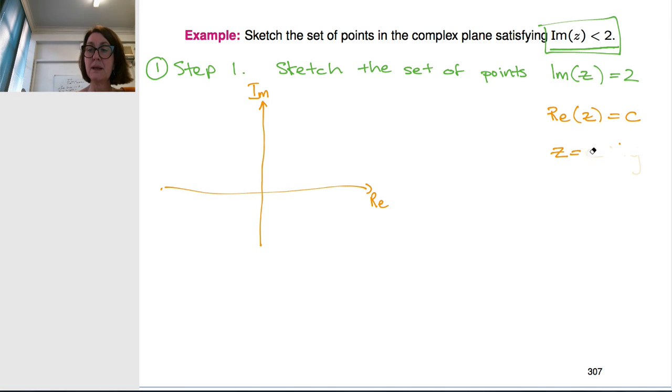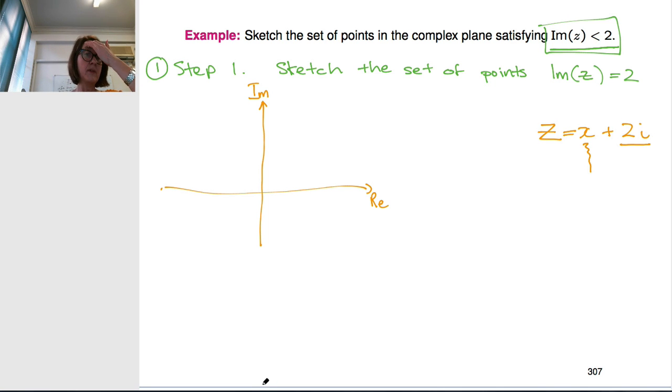So we've got a similar situation here, except we're interested in what the imaginary part is instead of what the real part is. So this one says we want the set of points such that the imaginary part of z is equal to 2. So if I was to write down an arbitrary complex number that satisfied that equation, it would look like z equals x plus 2i. So x can be anything you like, provided that the imaginary part of z is equal to 2.